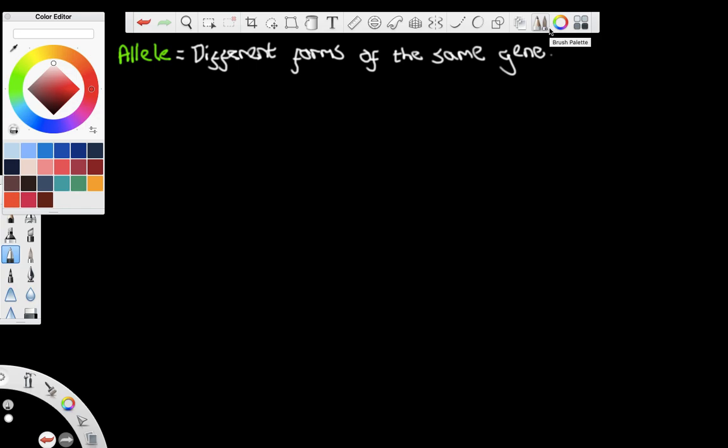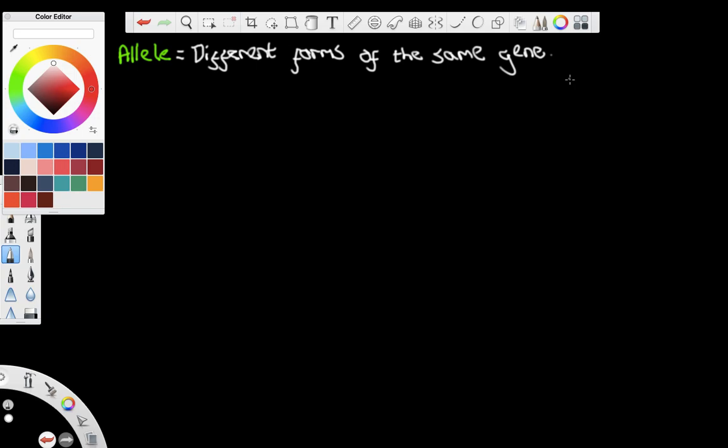Now a good example of this would be eye colour. I personally have green eyes. My dad has brown eyes and my mum has blue eyes. Therefore, I have inherited the allele for green eyes from my parents in one way or another. But my mum and dad would give me a different allele each. My mum may have given me blue eyes and my dad may have given me an allele for green eyes.